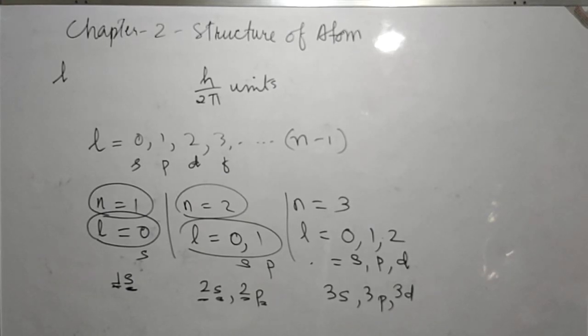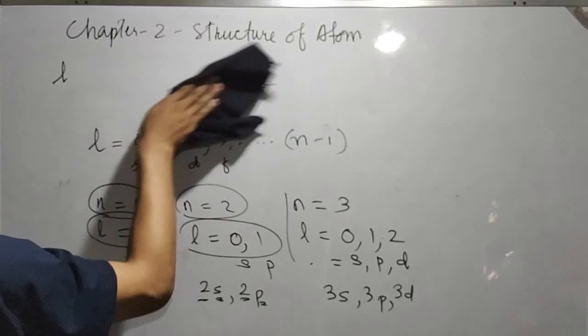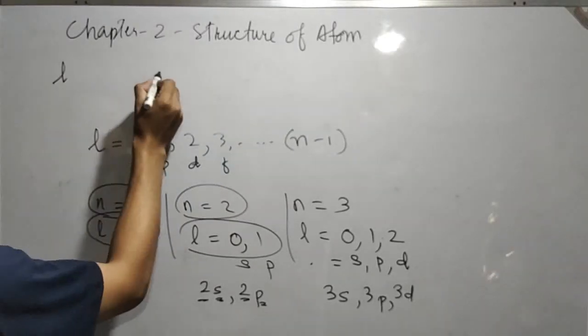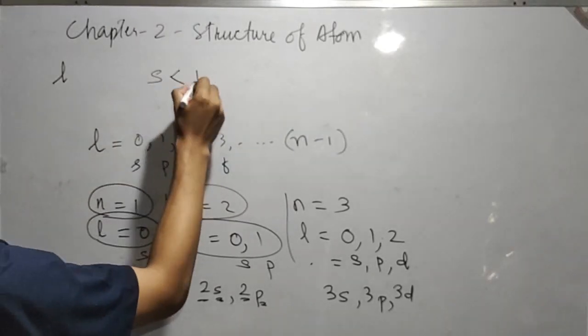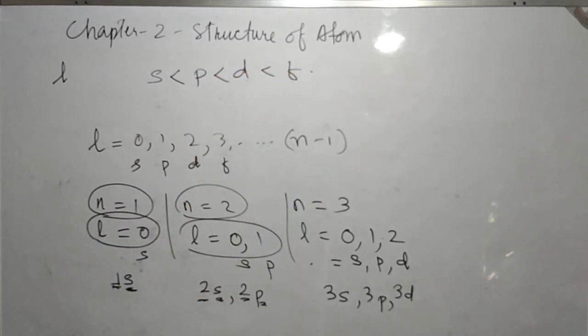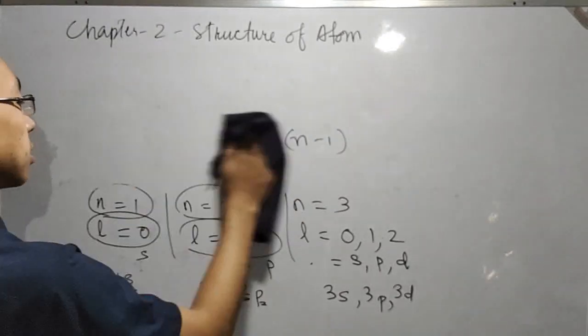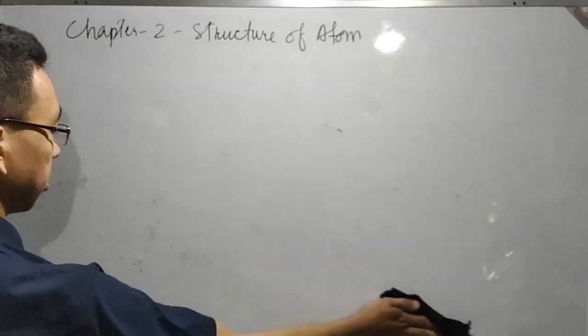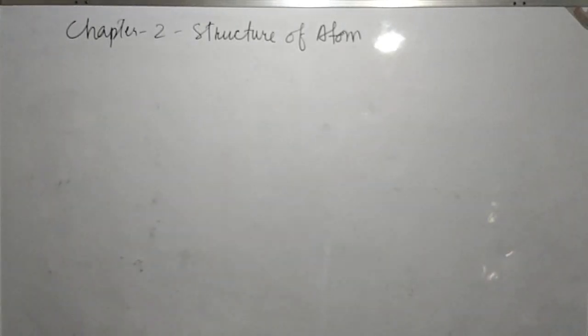Now regarding the energies of each of the subshells, the order of the energies will be s less than p less than d less than f. Now the next one is the magnetic quantum number, denoted by the letter m.